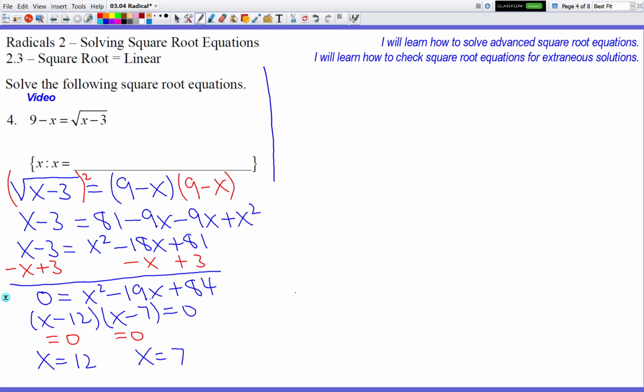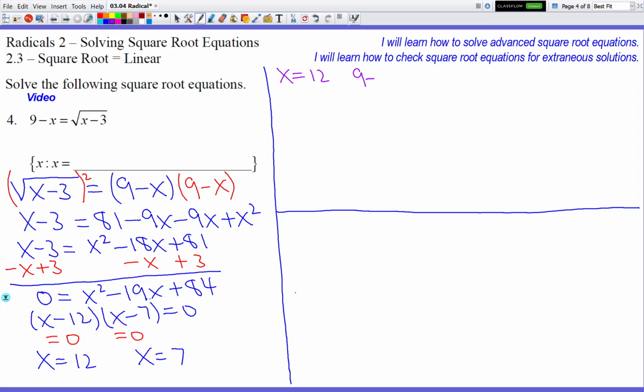Okay, so let's check it to see if both of them work. Sometimes none are going to work. Sometimes you're going to get a situation where you got two answers, you check them both, and you're going to have none of them work, and it's going to be like, whoa, that's kind of weird. But it happens, so don't freak out if that happens. Okay, so let's check x equals 12, and plug into your original problem.